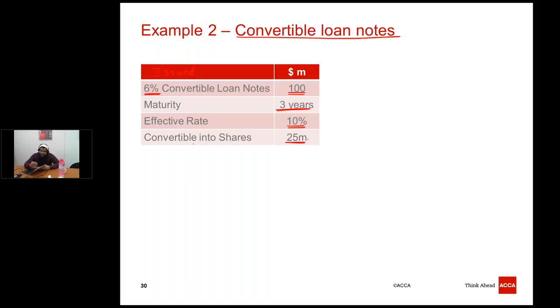Now if we see, we have received an amount of 100. So the entry should be bank debit by 100. But the entire amount is not a liability. This also includes an amount which is a part of equity.